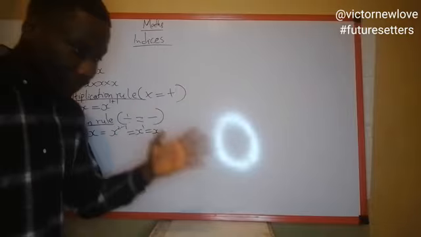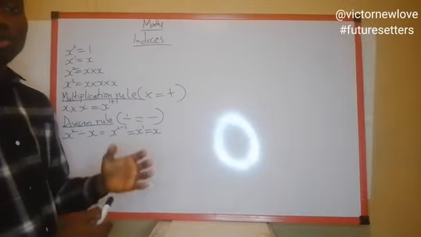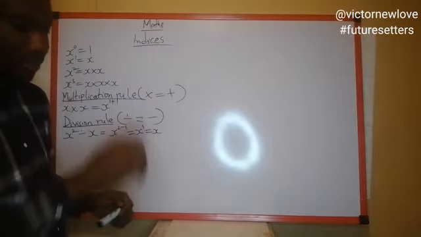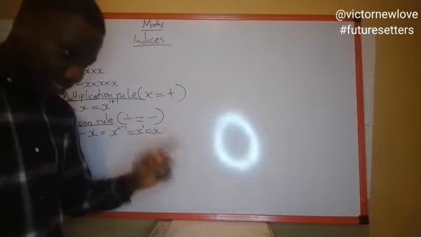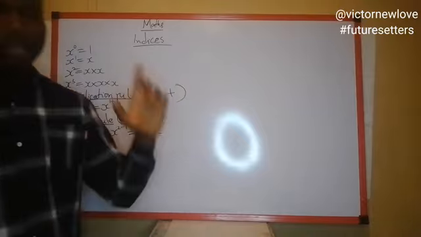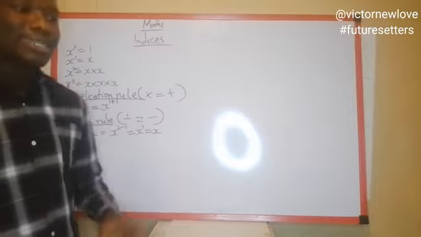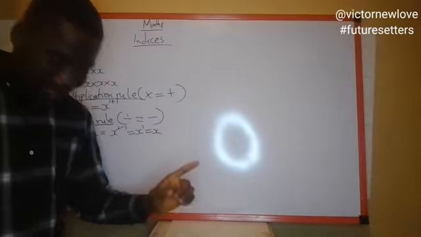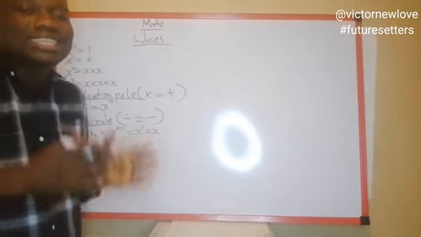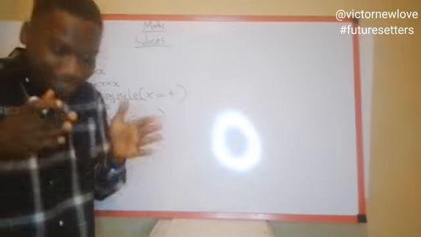Addition. Then the division rule: division turns to subtraction. Anything raised to power 0 is 1, and anything raised to power 1 is that thing. That is the major thing you have to understand. Let's go again. X raised to power 0 is 1. X raised to power 1 is x. That means anything raised to power 1 is that thing.